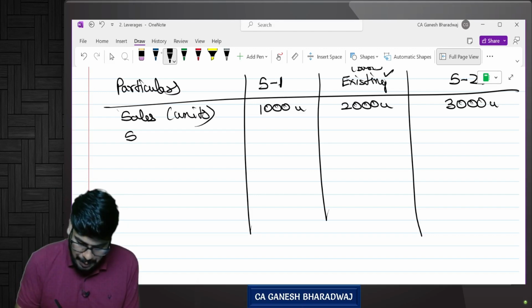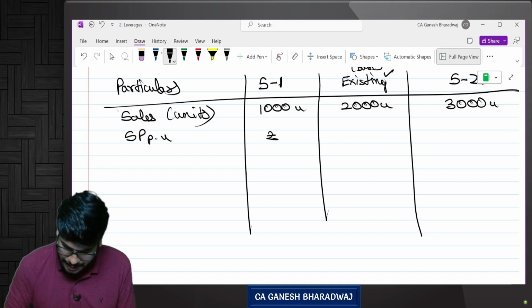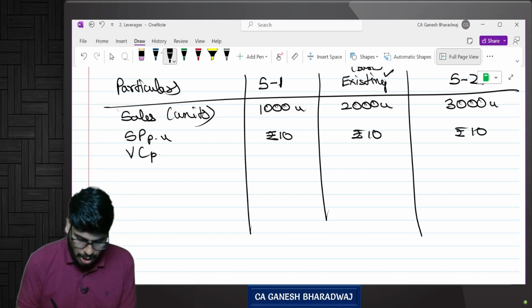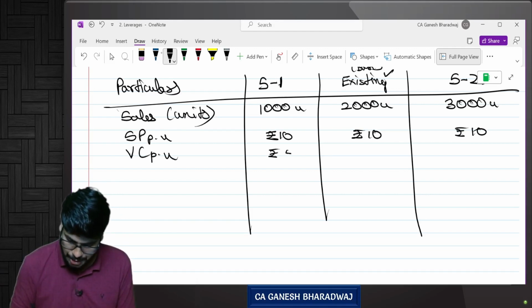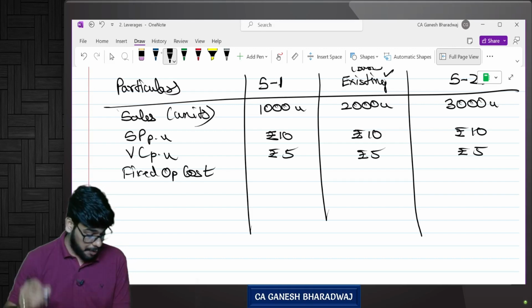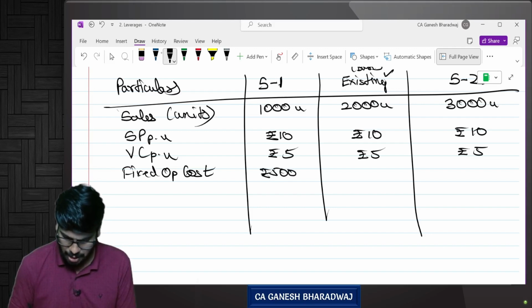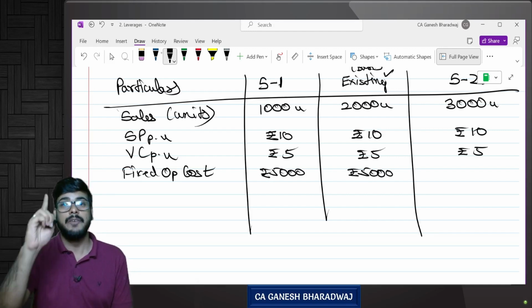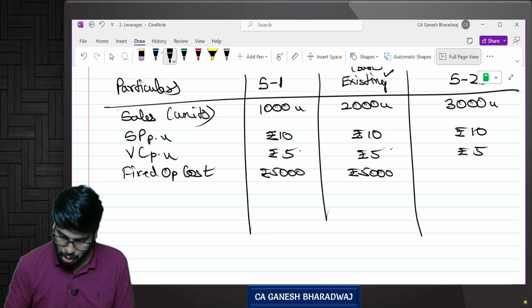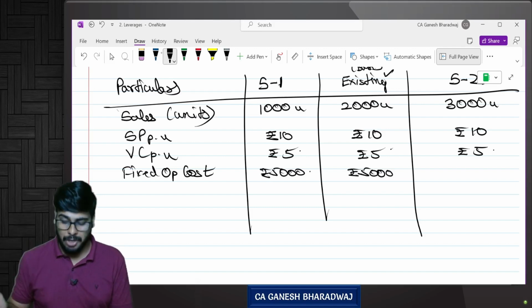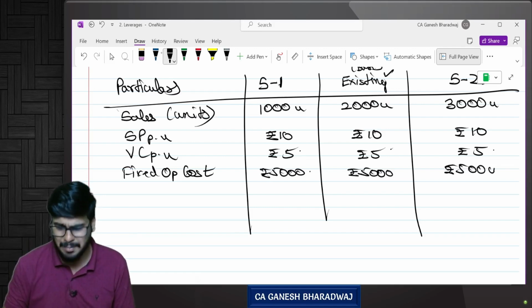Now, selling price per unit is rupees 10 in all the cases because selling price per unit will not change. Similarly, variable cost per unit, let's say it's going to be 5 rupees. And let us say the fixed operating cost is going to be 5,000. This also does not change with the scenario, correct? Always remember, variable cost remains constant on a per unit level, fixed cost remains constant in total level. So even if there is a change in volume, variable cost is constant per unit and fixed operating cost remains constant in total. Are you clear with this? These are some basic concepts.